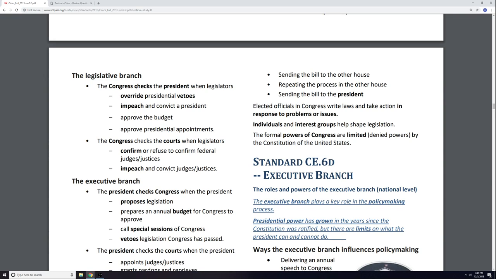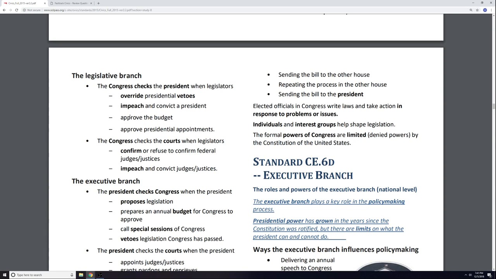So they can override it and say, we're good, we're gonna keep doing it. They can impeach. Impeach is just a fancy way of saying remove. So they can say, hey, you did something illegal. We're gonna basically fire you. We're gonna remove you from office. They are the approvers. We already talked about that.